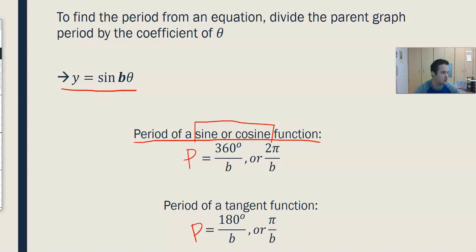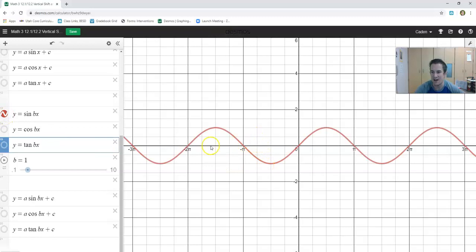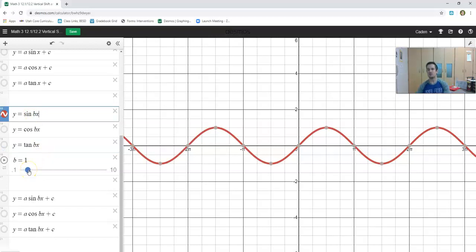So let me show you kind of what that is going to look like. So on my graph here, like here is y equals sine of x, and I have sine of bx here. You'll notice this bx, and I have this slider here where I'm going to be able to change what b is.